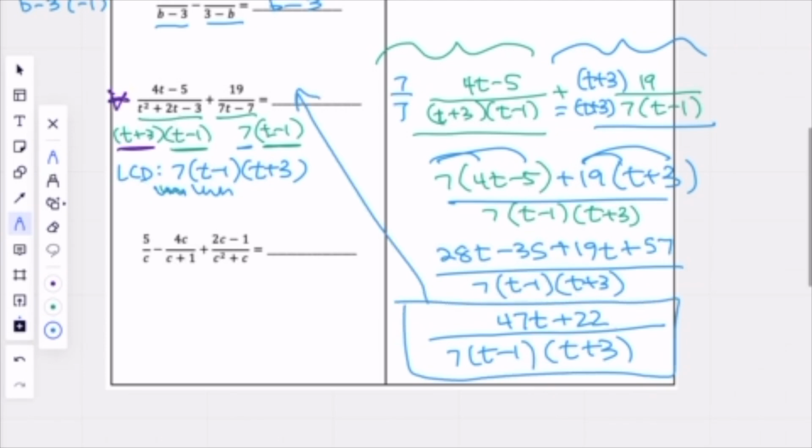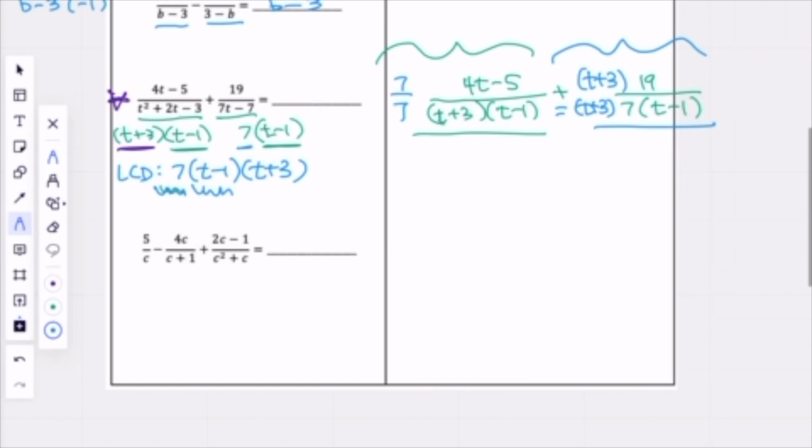All right, one more to go. This one is actually a little bit easier than the one above it. All right, so looking at these 3 pieces, we have 3 different denominators. We want them to all be the same. No factoring is available to us here or here.